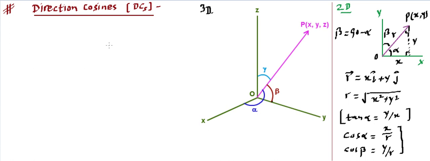So we don't find alpha, beta and gamma, rather we find the cos of alpha, cos of beta, cos of gamma. So what the direction cosines is, directions means alpha, beta, gamma, cosines means cosine of these things. So direction cosines becomes basically cos alpha, cos beta and cos gamma. When we write cos alpha, cos beta and cos gamma, they are known as direction cosines, or in short we write DCs. Alpha is the angle of the vector from the x-axis, beta is the angle of the vector from the y-axis, and gamma is from the z-axis.